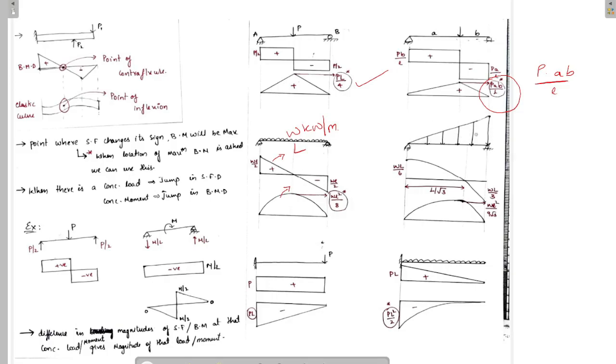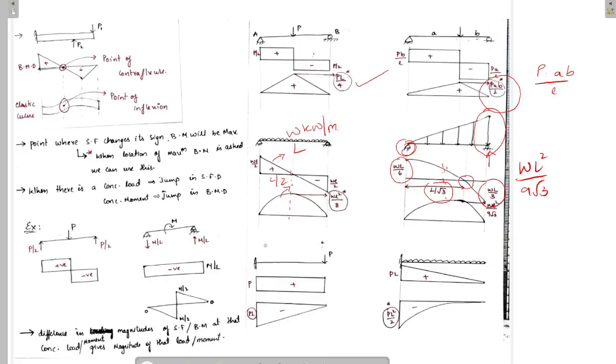This is a uniformly varying load. In this case, the reaction here is WL by 6 and the reaction here is WL by 3. If you are confused, see, here there is a maximum intensity, so the reaction at this side will be maximum. So, WL by 3, which is double the reaction here. And the maximum bending moment will be WL square by 9 root 3. This will be acting at a distance of L by root 3 from this support.